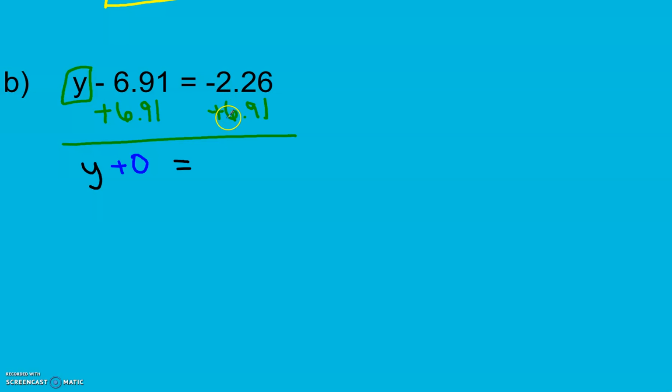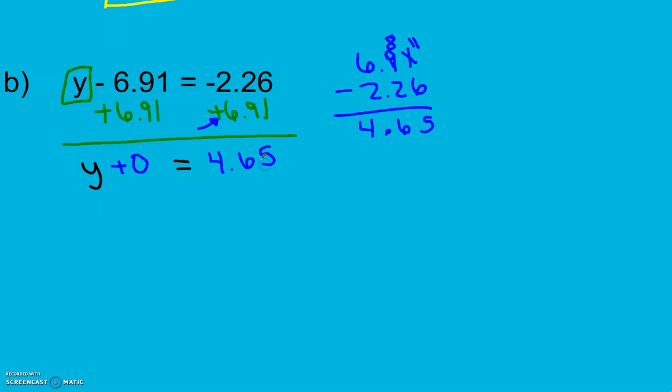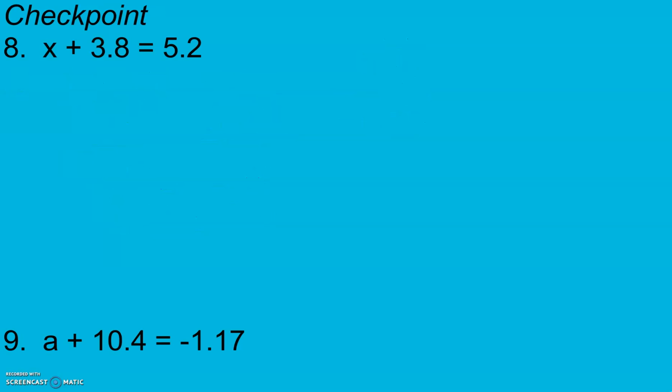I have different signs, a positive 6 and a negative 2, so I'm going to do subtraction. Different signs, find the difference. I lined up my decimals there, and I get 4.65. I look, my 6 is positive, so my answer is positive. Anything plus 0 is itself, so I get y equals 4.65. And again, if I plug that back in, it will check. Feel free to pause here and give this a try if you'd like.